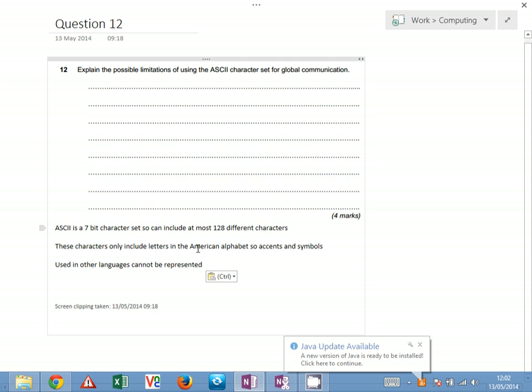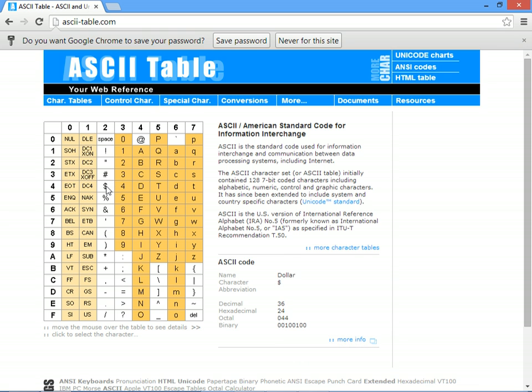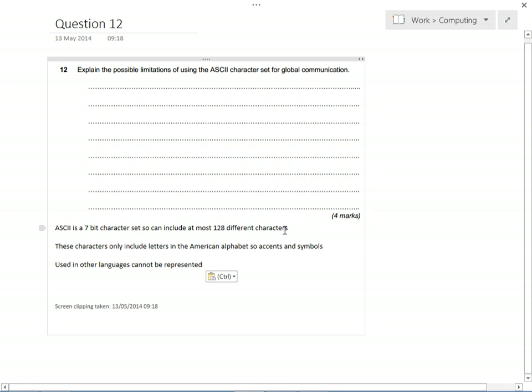These characters only include letters from the Latin character set, or the American alphabet, and the Americans don't have any accents or special characters or anything like that, which means that a big limitation is that if you're trying to write something in French that has accents, or in German that has umlauts, or even in British that has the pound symbol, notice on here we've probably got a dollar sign somewhere. Yeah, here we go, but there's no pound sign. And there's certainly no accents or anything like that, because we've only got 127 characters to play around with. So that's a big limitation. So symbols used in other languages can't be represented.